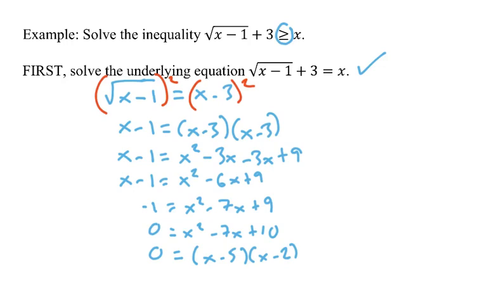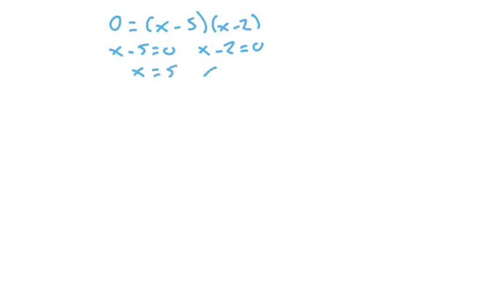So let me go to a fresh page here. This is where we're at right now. 0 equals x minus 5 times x minus 2. I set the two factors equal to 0, as I would ordinarily do with a quadratic equation, and that gives me x equals 5 and x equals 2.